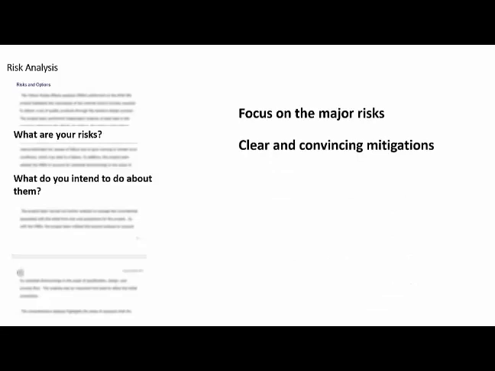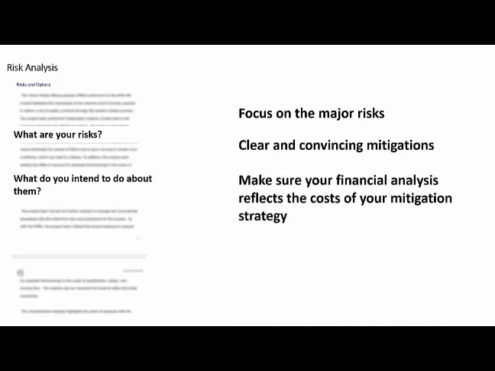The next section is risk analysis. In the risk analysis section, you want to articulate what your risks are and describe what you intend to do about them. You need to focus on your major risks. You don't want to necessarily include every risk, even though in your analysis you might have done that. And you want to make sure that your mitigations are clear and convincing, and that your financial analysis reflects the costs of your mitigation strategy.